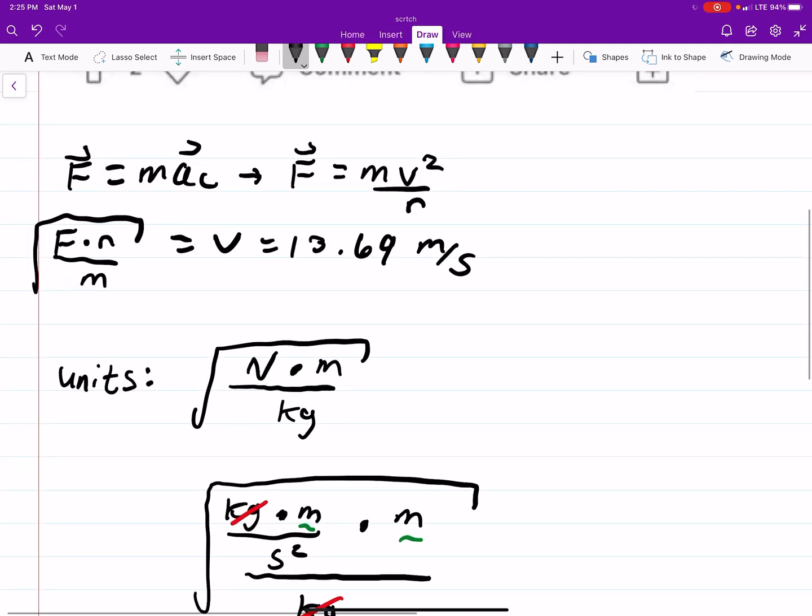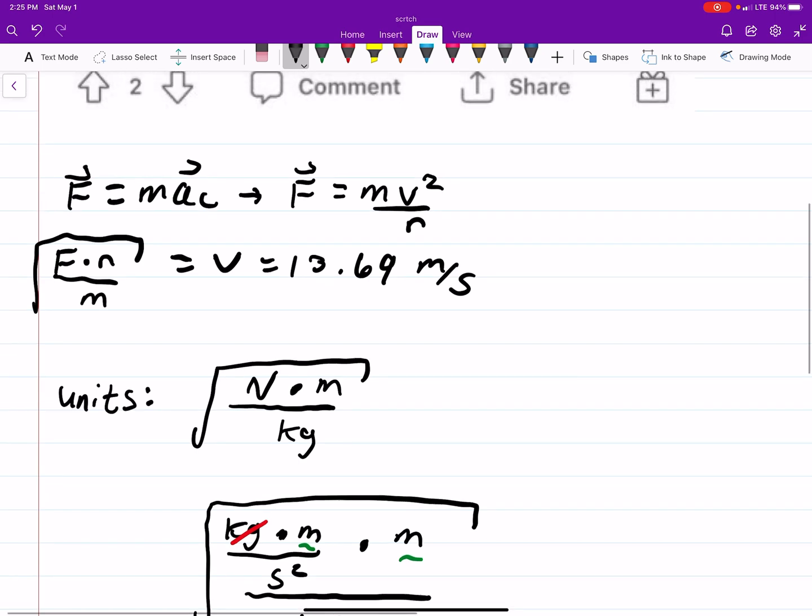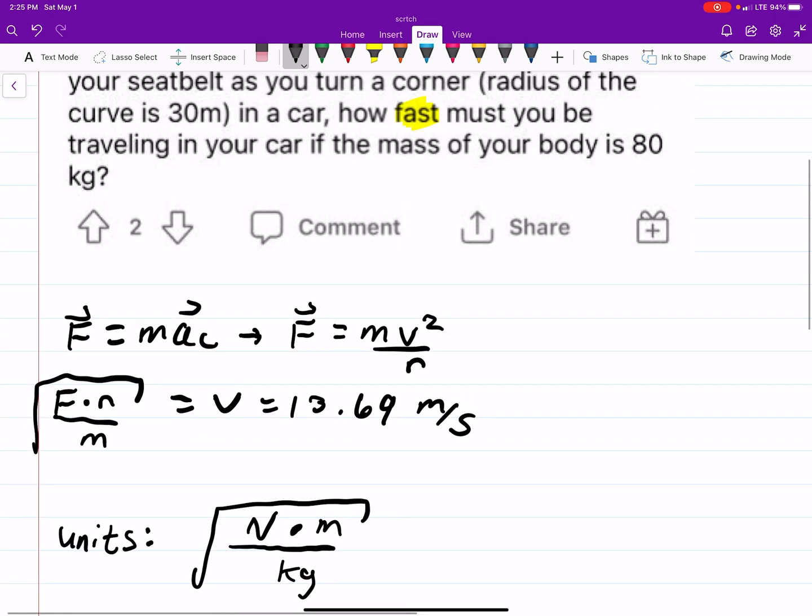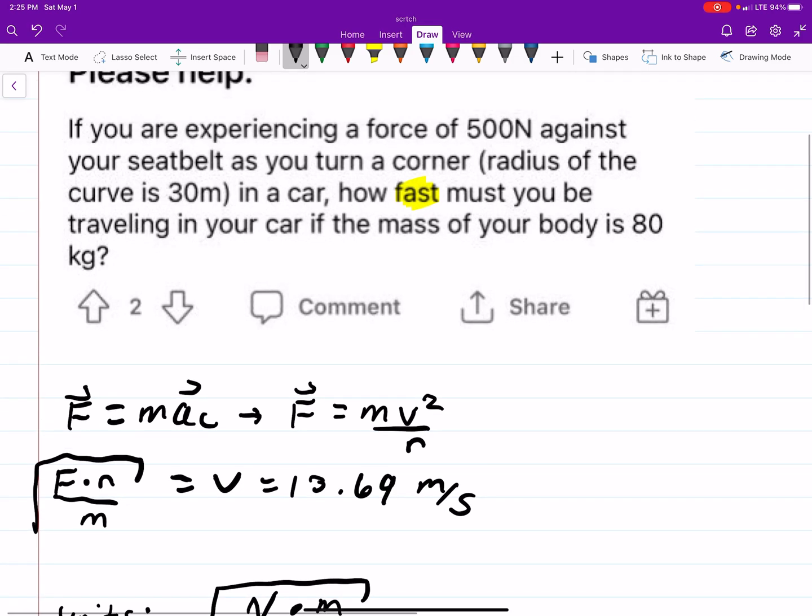This is how fast you would have to go in this case. So hopefully that makes sense for the most part. We're just mostly using centripetal acceleration.